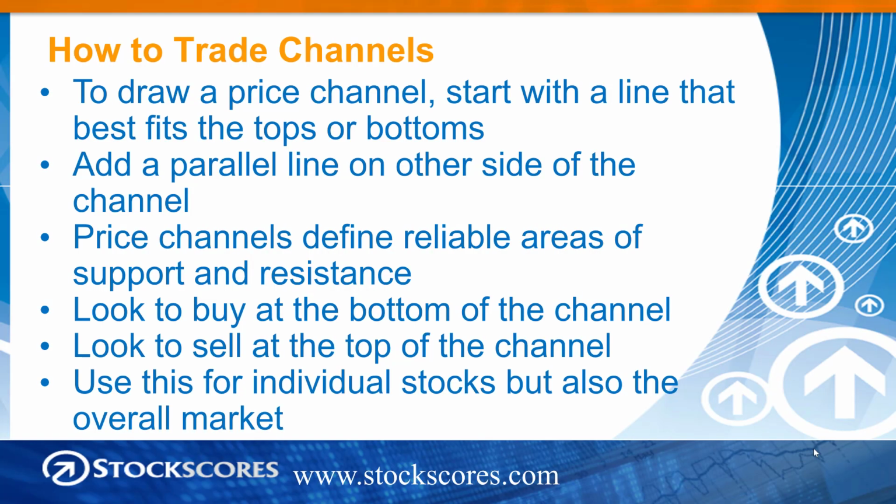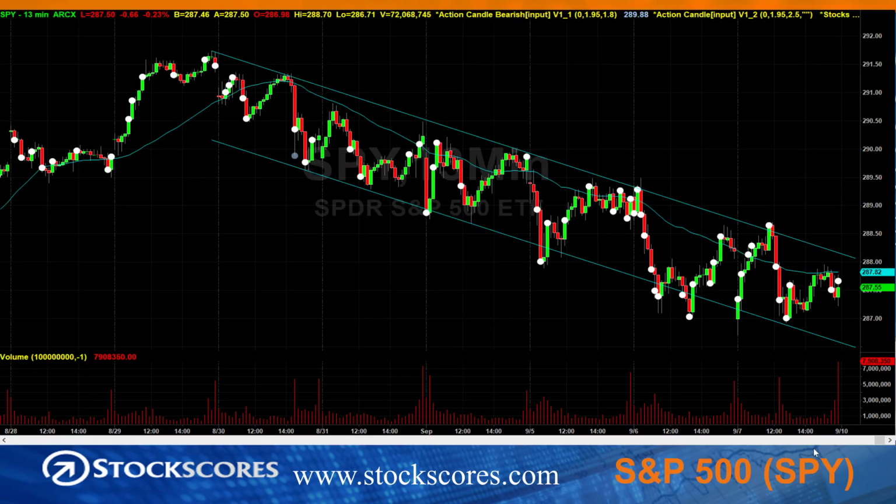To draw a price channel, simply draw a line across the tops and then draw a parallel line across the bottoms. For an upward trend, I tend to draw the line across the bottoms first and then draw a parallel line across the tops. In doing that, you have defined the price channel and you simply look for opportunities to trade when it rises to one extreme of the channel. So here we have a price channel and you can see I've drawn a line across the tops and a parallel line across the bottoms.